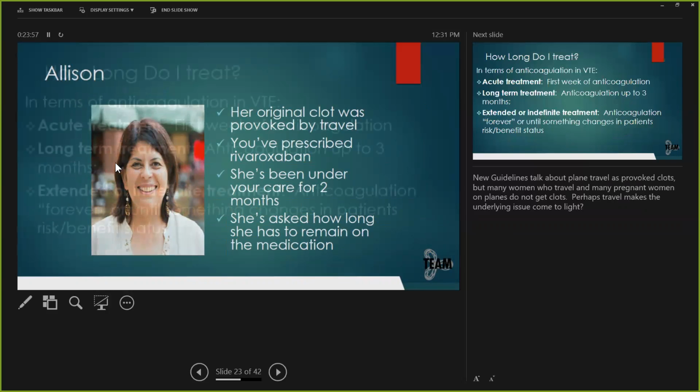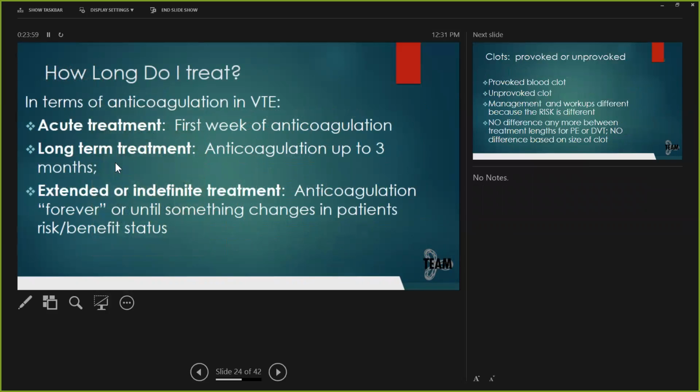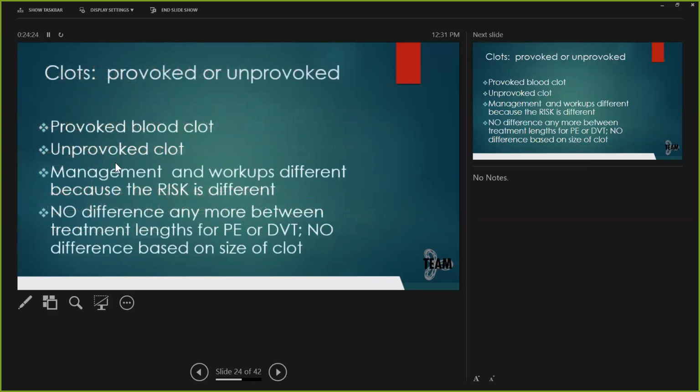So if you look at the duration of anticoagulation for acute treatment, anticoagulation up to 3 months is the recommended duration for DVTs and PEs if it's a first event. If you have high-risk patients, then you extend to indefinite treatment. So who are these high-risk patients who need indefinite or lifelong anticoagulation?